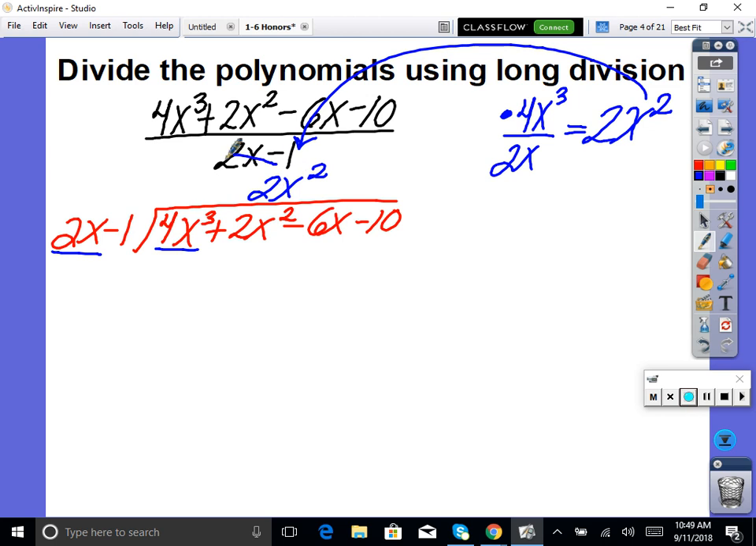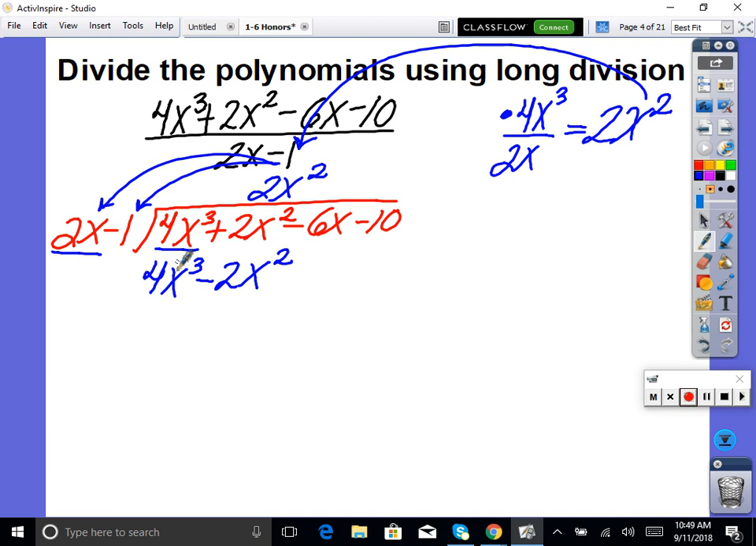So now we got to take that, and you're going to multiply it back down there and there. So 2x squared times 2x is 4x cubed. Now notice, these should be the same. Now 2x squared times negative 1 is negative 2x squared.